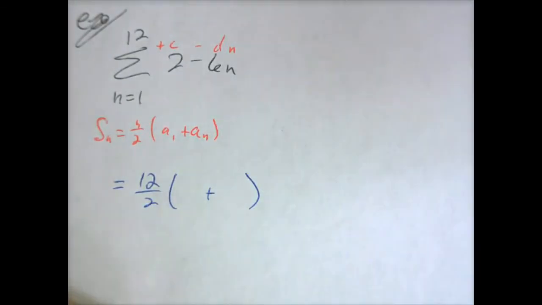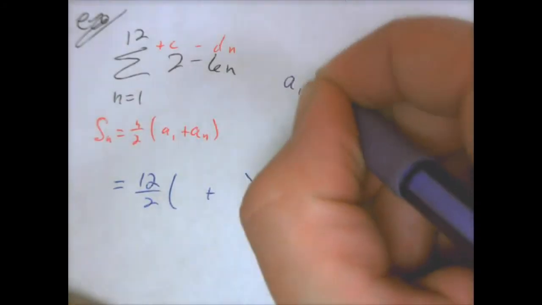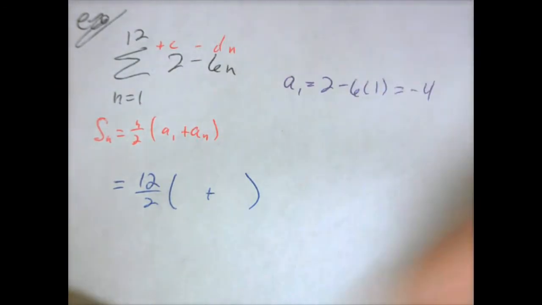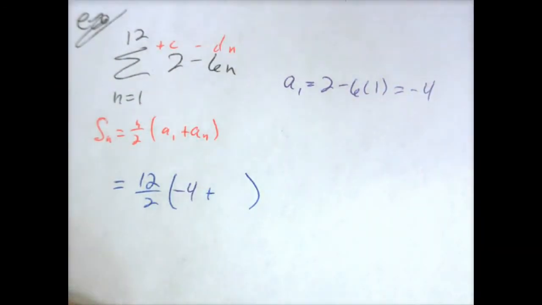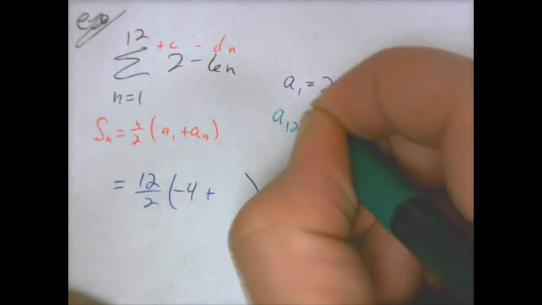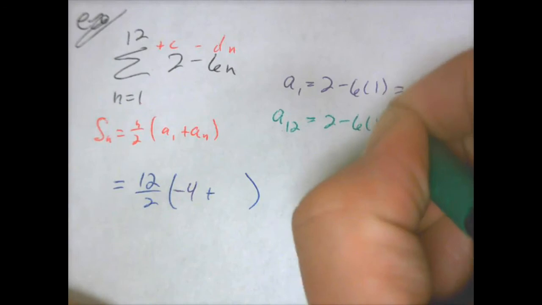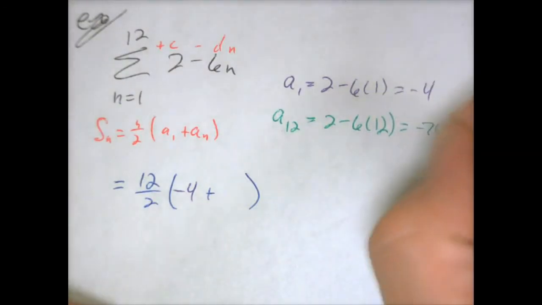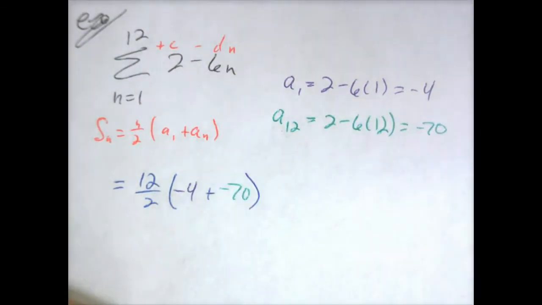Well, in order to find your first term, you can just substitute in 1 into your formula. So a sub 1 is 2 minus 6 times 1, which is negative 4. So I have negative 4 right there. Then I need my last term. So I need a sub 12. So 2 minus 6 times 12 should be negative 70. So that will be negative 70.